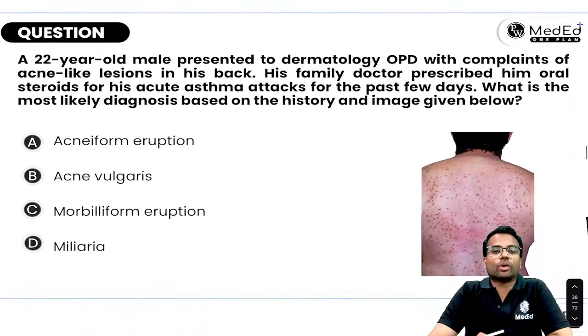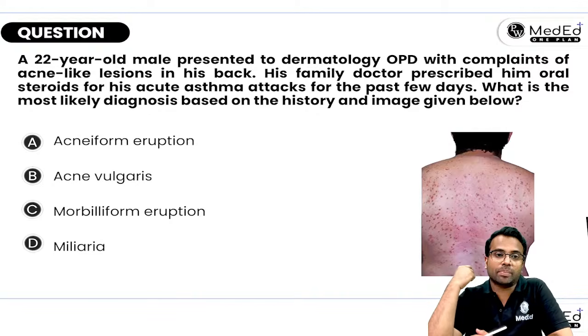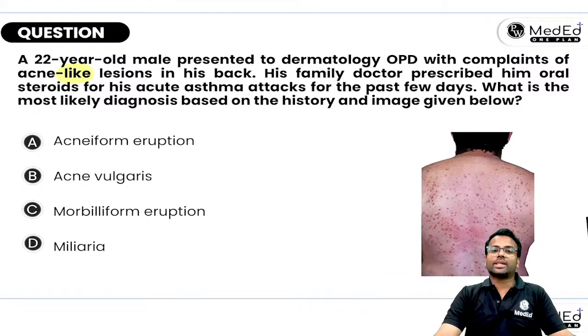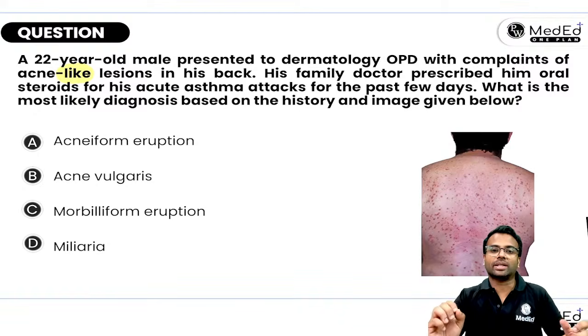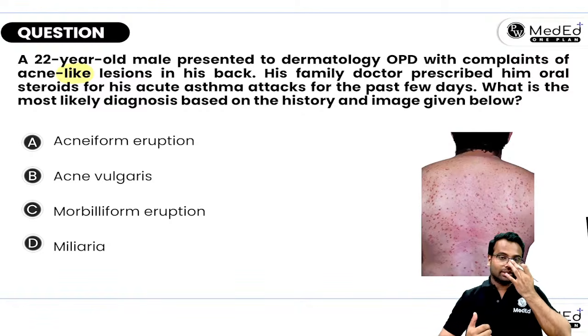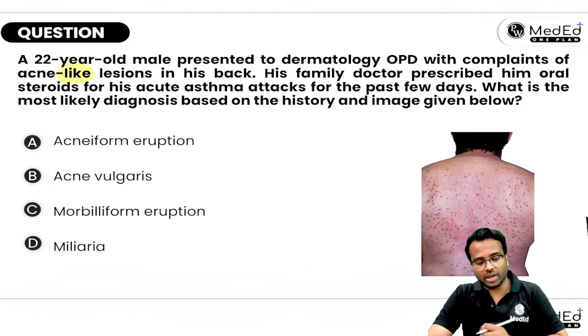A 22-year-old male presented to the dermatology OPD with complaints of acne-like lesions on his back. Now see, there is one word here, because the examiner is not telling you the patient developed acne in the trunk. There is acne-like lesion. His family doctor prescribed him oral steroids for asthma for the past few days. What is the most likely diagnosis based on the history and the image that is given?